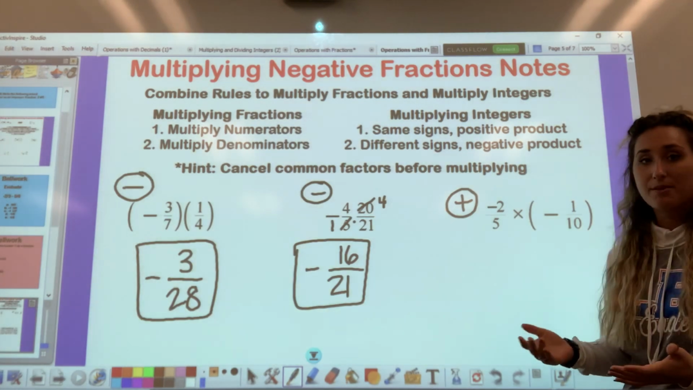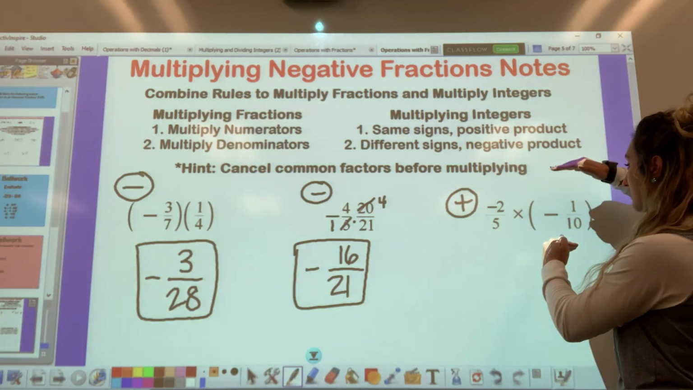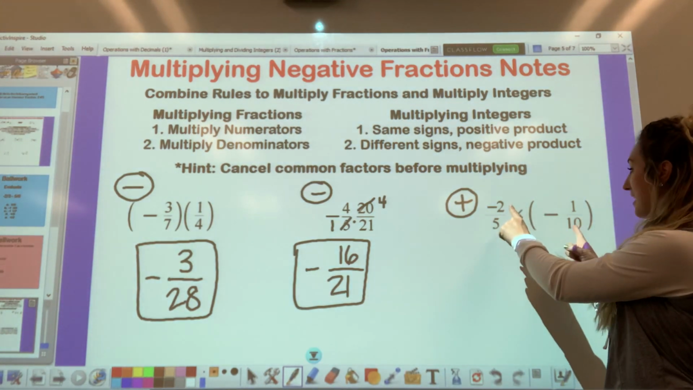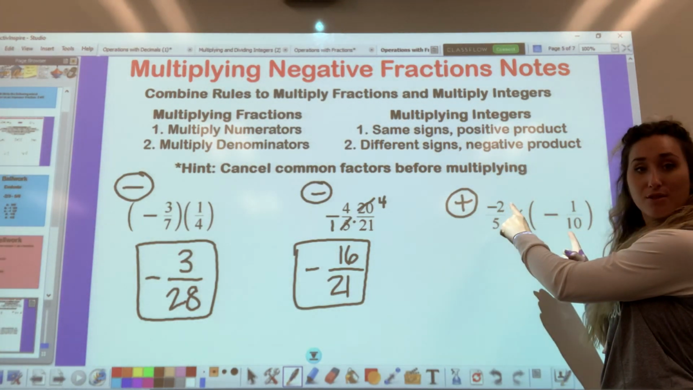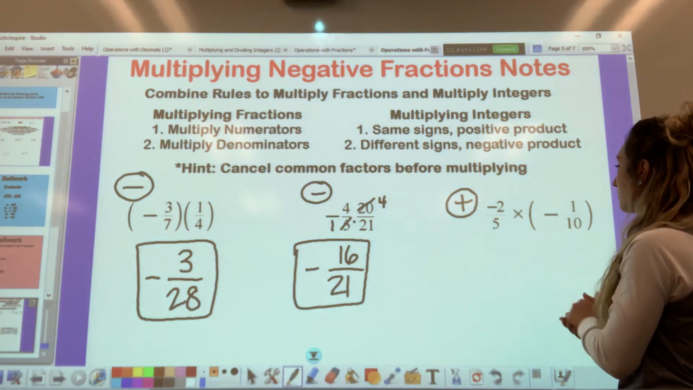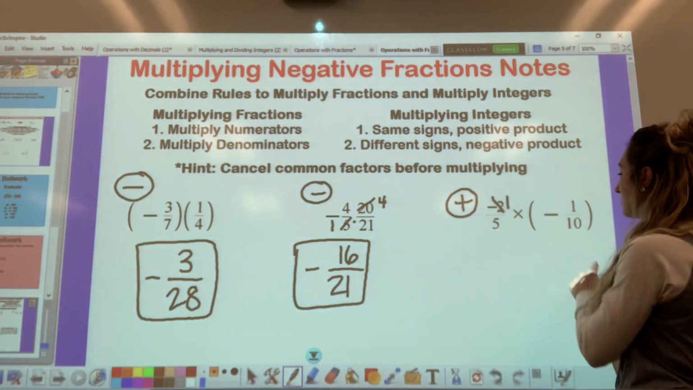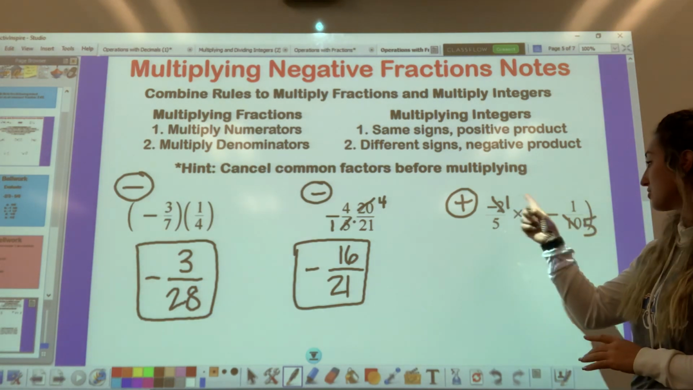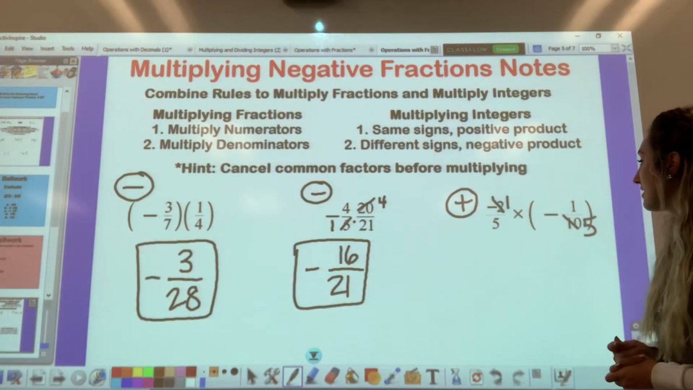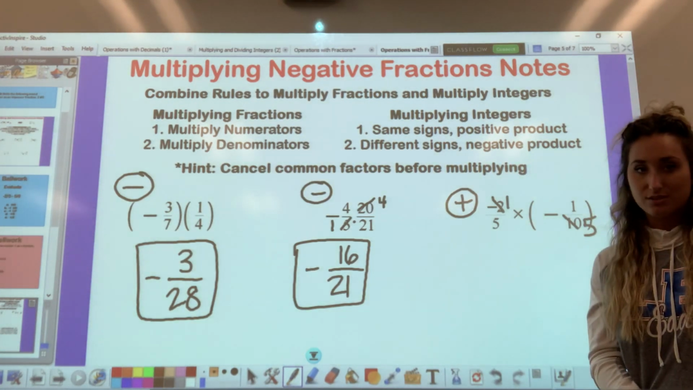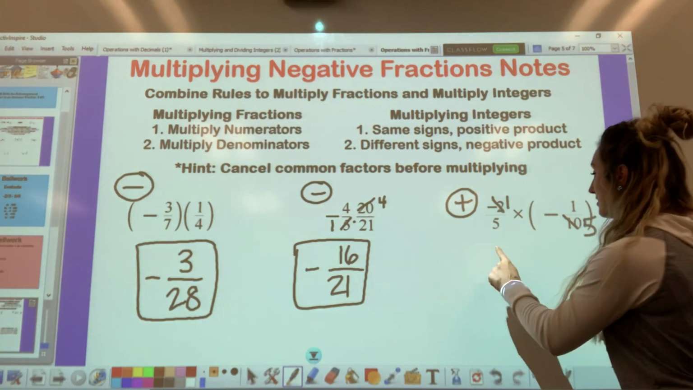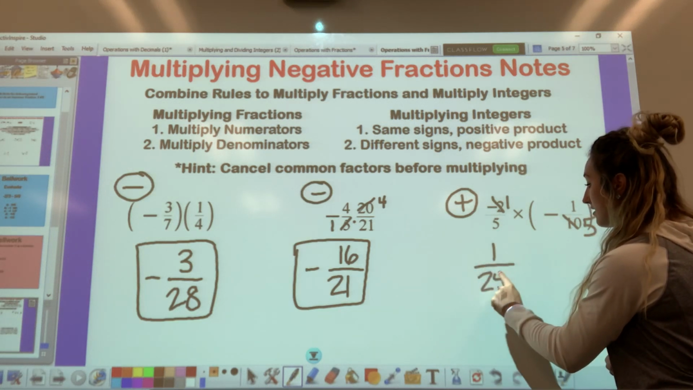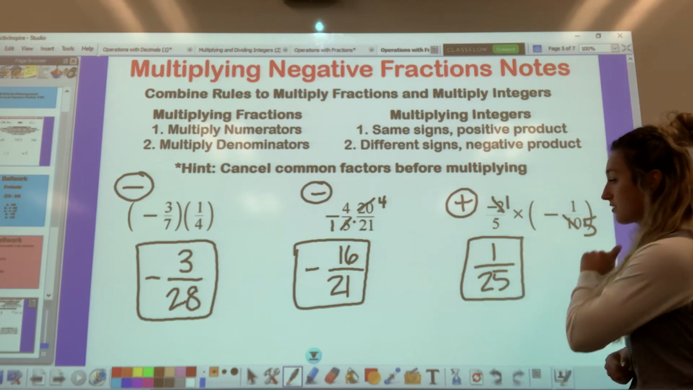Again, there's no common factors on the top and the bottom that can be divided. Oh, yes, there are. My bad. Yeah, there are. 2 and 10 have a common factor. I can divide both of those by 2. So when I do that, 2 divided by 2 is 1. 10 divided by 2 is 5. So that changes to a 1, that changes to a 5, and now we can multiply straight across. 1 times 1 is 1. 5 times 5 is 25. So we get positive 1 over 25.